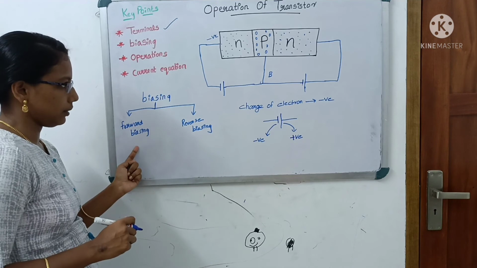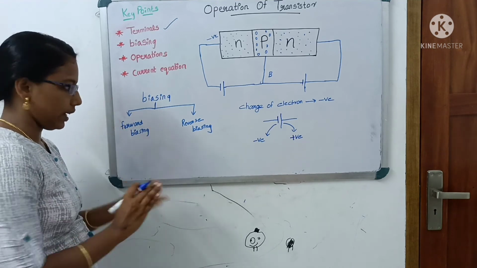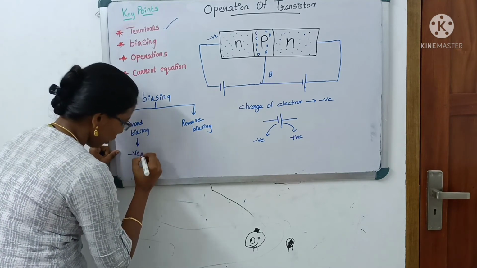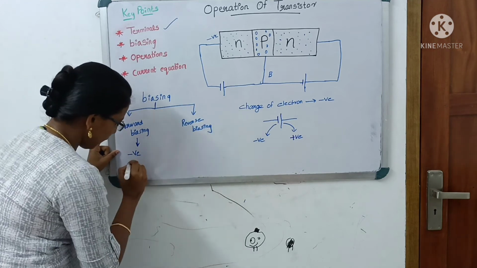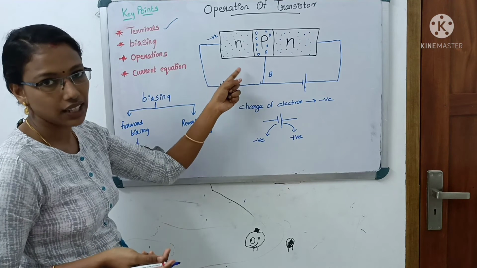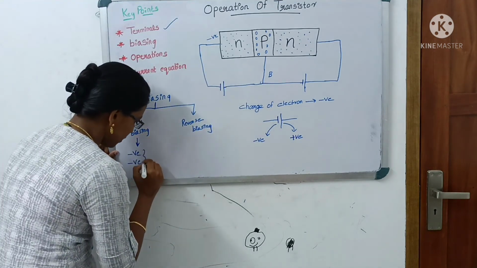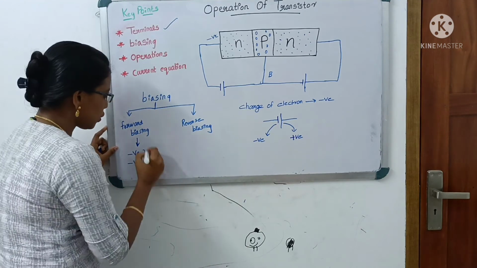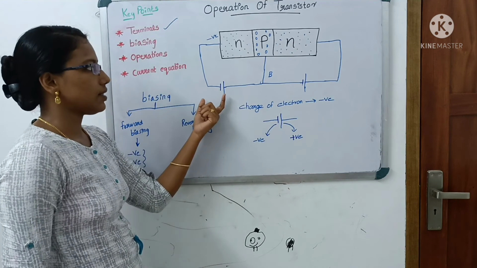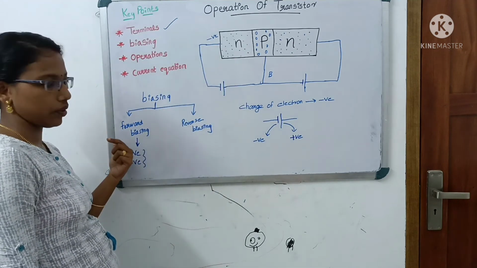Forward biasing means we are applying an external voltage just like that. The negative charge of the cell and the negative charge of the device, here it is the transistor. So negative to negative, the same polarity, it is forward biasing. The negative terminal of the cell is connected to the N region, so it is forward biasing.